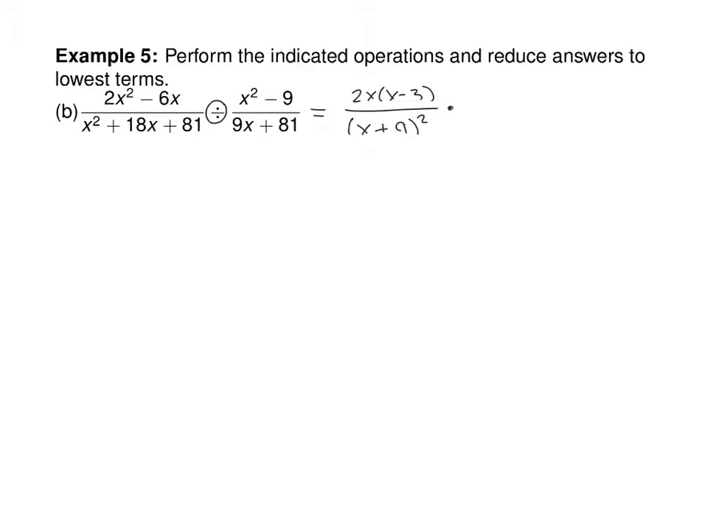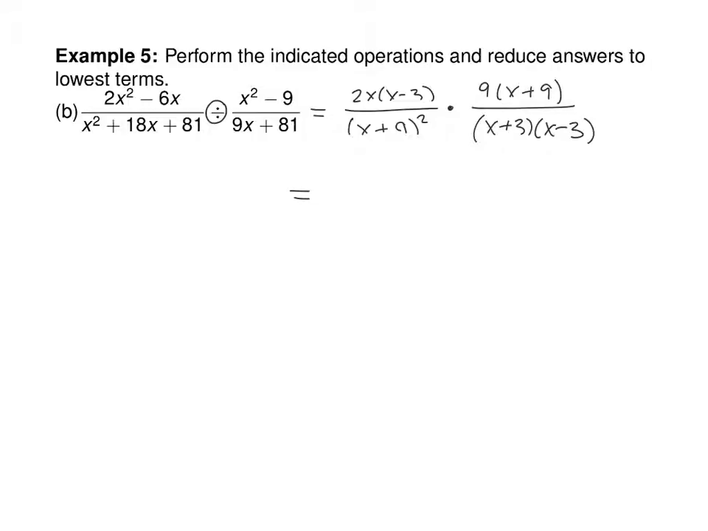And then when you reciprocate, this becomes multiplication. So the 9x plus 81 is now in the numerator. Can that factor? Look, 9, okay. x plus 9. How about the x squared minus 9? x plus 3, x minus 3. Awesome.